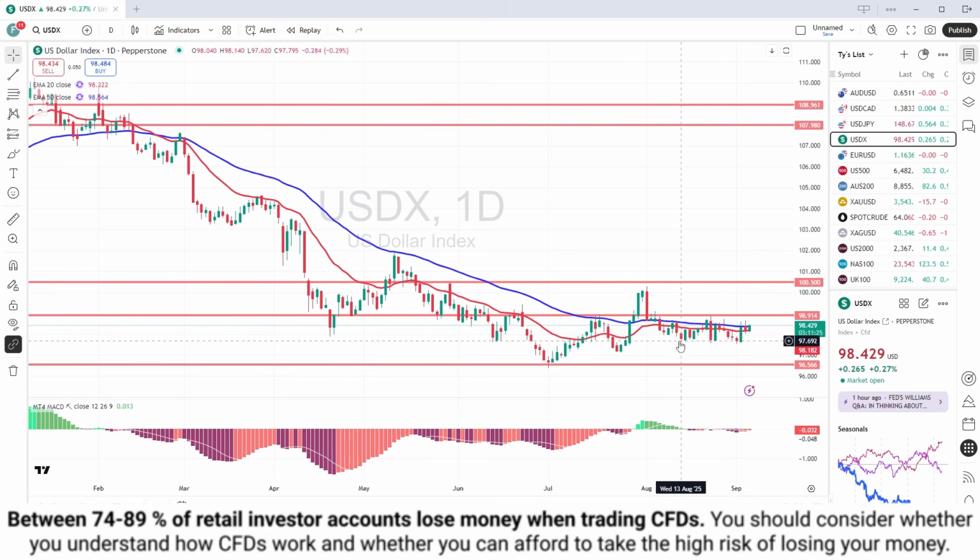But look, it is right there. It's very, very sideways. It hasn't been like this in a very, very long time. So I would think a breakout is probably imminent, and it's probably going to happen in September given the seasonality of it all. But again, we need to see a break above that.